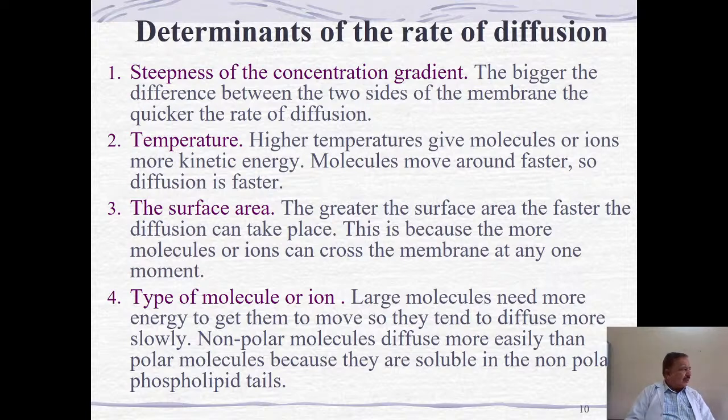As you have seen, the molecular weight of albumin is 69,000. In that way, the molecular size is bigger. If the molecular size is bigger, the rate of diffusion is slow. If the molecular weight is less, the diffusion is fast.